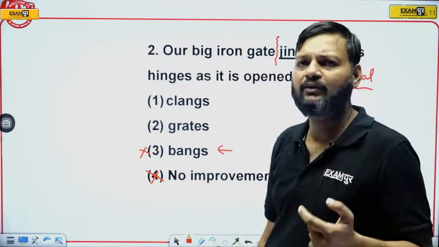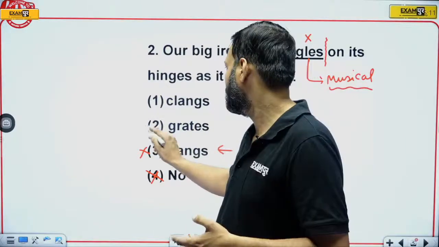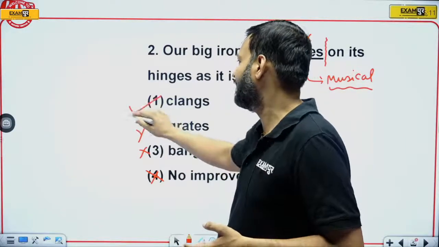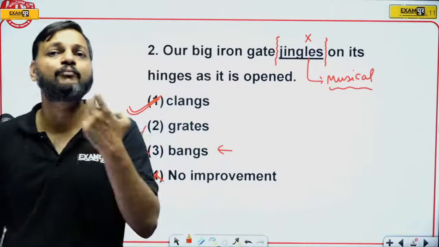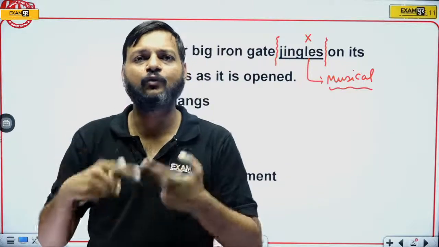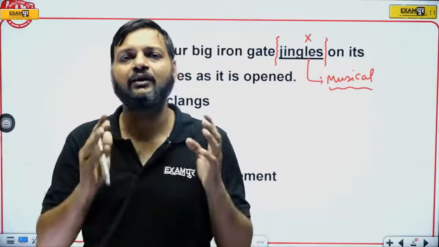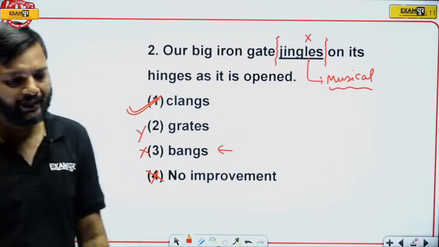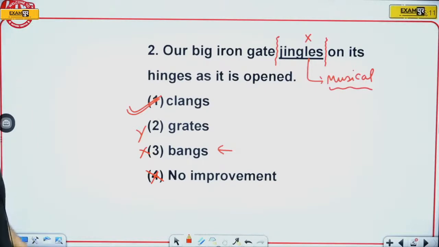Grates also cannot be the answer, because grate is when we rub something onto something else. So the correct word is clang. Clang. When two iron objects, or two metals, rub each other, the sound that comes out is clang. Whenever two metals are rubbed against each other. So clangs is the right answer.